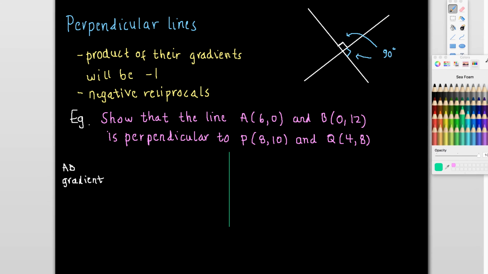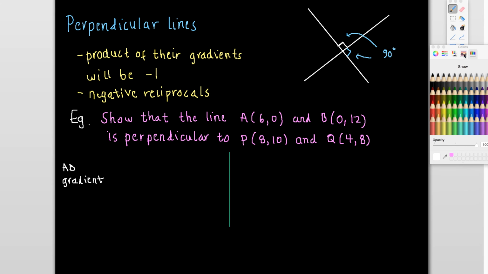Alright, so I'll go back to doing the gradient. What have we got here? Difference in the y values. We have got 12 minus 0. Difference in the x values, 0 minus 6. So we have 12 over -6. So we've got -2 for that particular gradient. Let's have a look at the gradient of PQ.